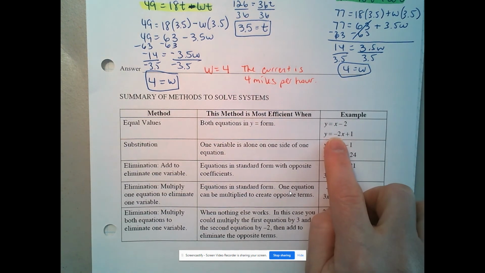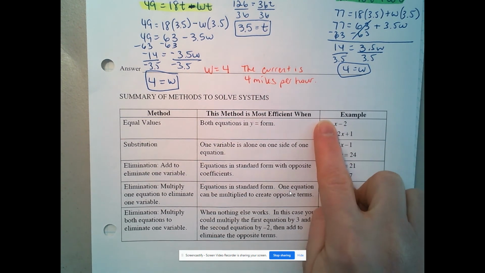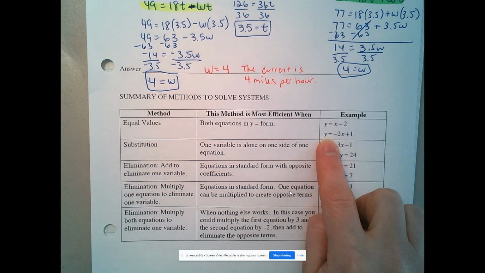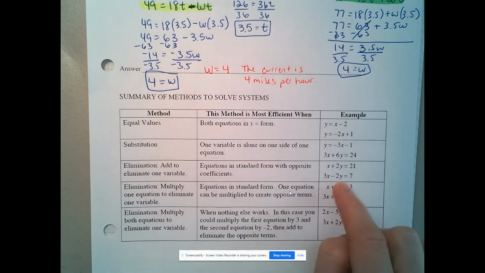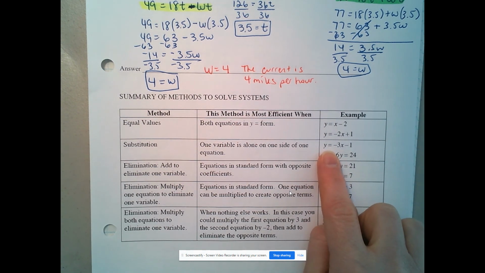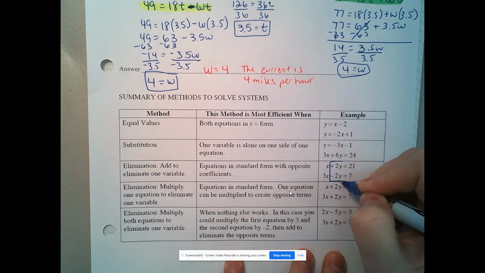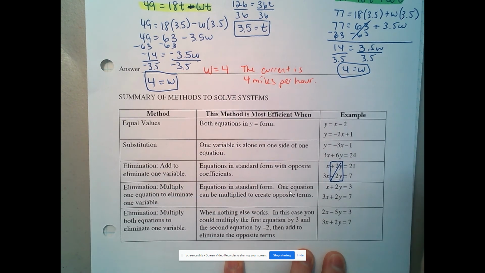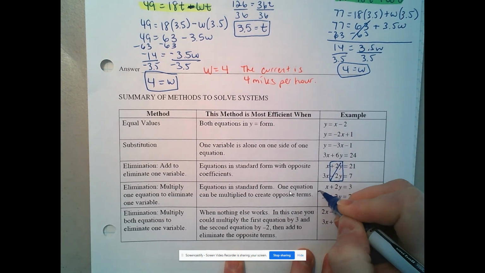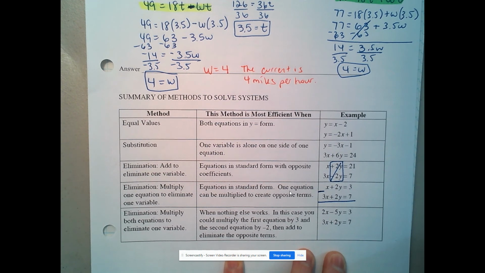So equal values, anytime they're both set equal to the same letter. It doesn't necessarily have to be Y, but they both start with the same letter and an equal sign, or they both end with the same letter after the equal sign. Substitution, if only one of them has a variable that's all by itself, you can substitute the first equation into the second equation. And anytime it works, elimination method is always a great one to tackle. Here, this one's already set up for the elimination method. The second one, you could subtract in order for the elimination method to work.